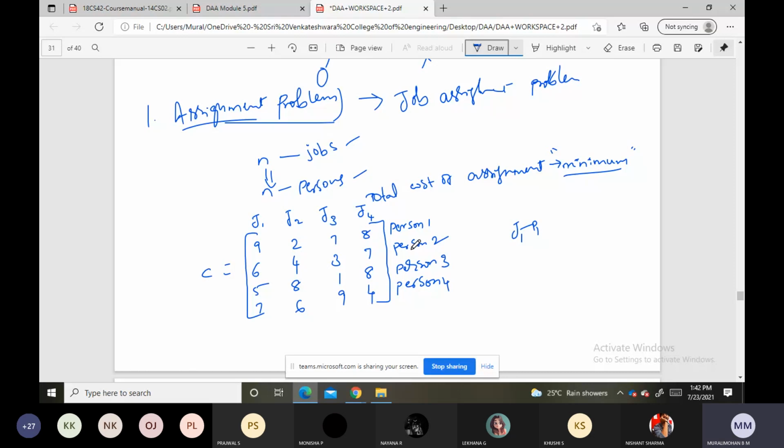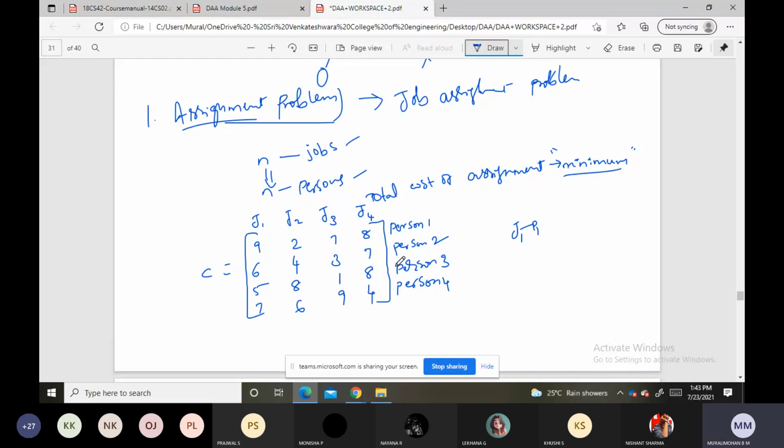You can assign these jobs to any of these persons. Person 1 can be assigned job 1 or job 2 or job 3 or job 4. Similarly, person 2 can be assigned job 1, job 2, job 3, job 4. But only one job can be assigned to this person. Similarly with respect to 3 as well as 4. Understood? So only one job can be assigned to one person. 4 jobs are there, 4 persons.